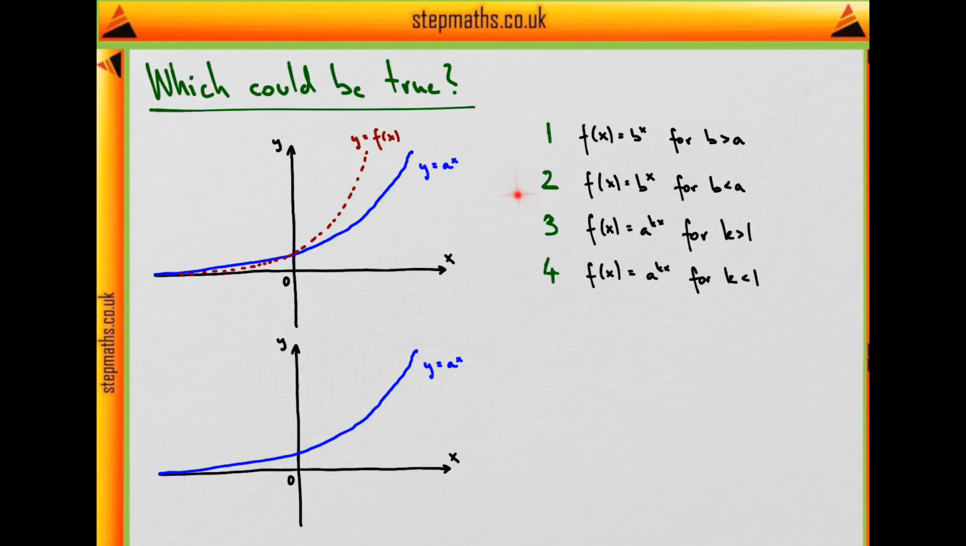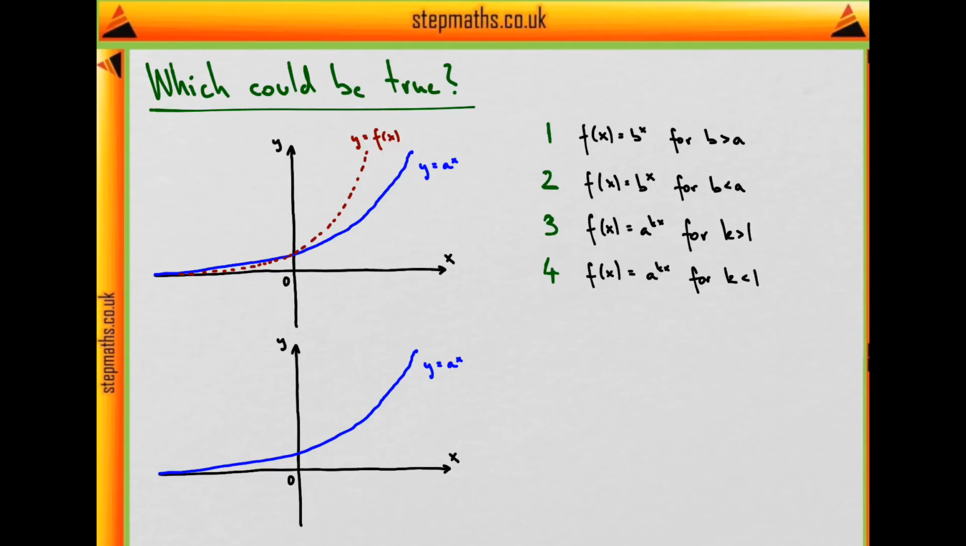Okay, so let's first have a closer look at the first two statements, which are basically that we are raising a number to the same power, but it's a different number, either bigger or smaller than the original one. So say if a equals 2 and we have y equals 2 to the x, what happens relative to this first graph when we have 3 to the x or 1.5 to the x power?